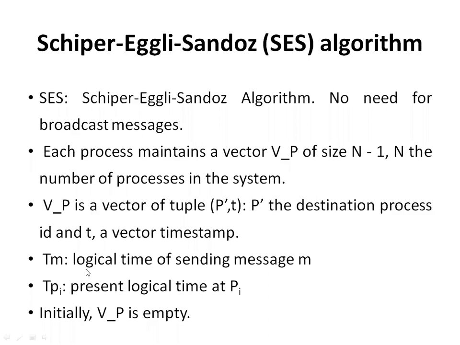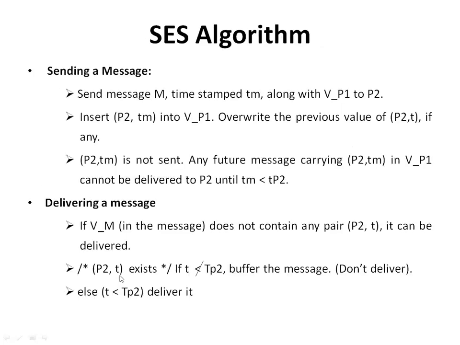We have certain things associated with maintaining the local timing as well as the present clock timing. How it works: there are two conditions in the SES algorithm. One is sending of the message and another is delivering of the message. Sending a message doesn't mean it is delivered at the time it is sent, because the process which is going to receive a message from another process will first look whether there is any message preceding it which is required to be delivered, and if so, it will delay that message and first receive those messages which were sent before that.